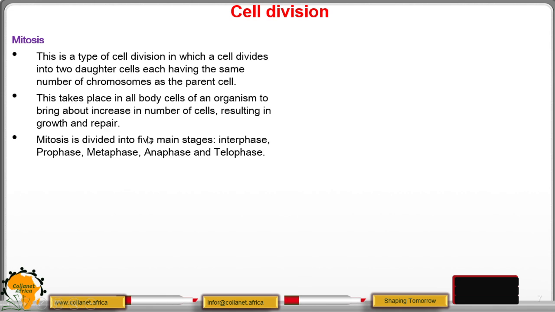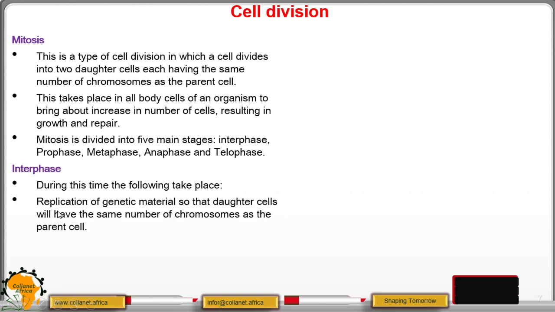Mitosis is divided into 5 main stages. The first one is the interphase, the other one prophase, metaphase, anaphase, and finally telophase. So let us look first in detail at what happens in interphase. During this stage, we have the following taking place.